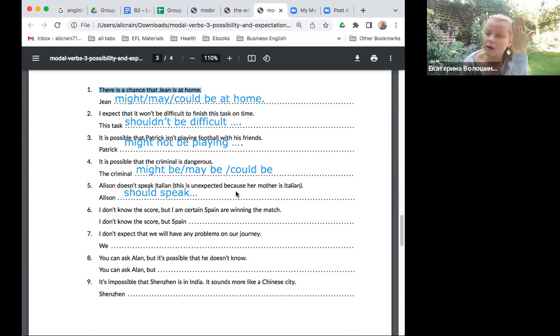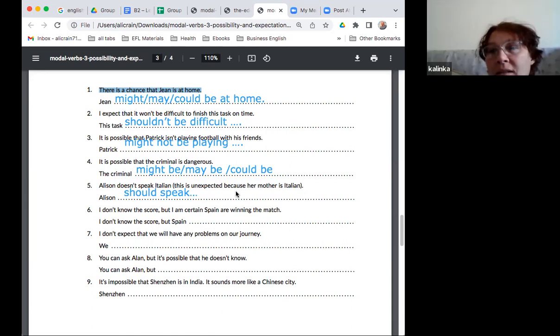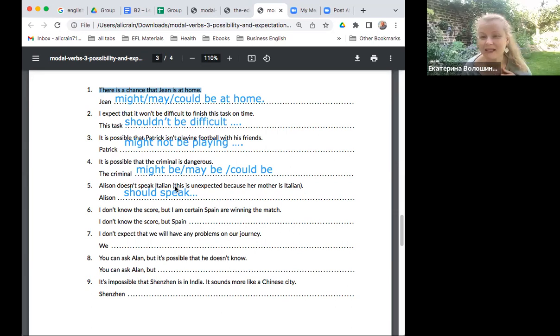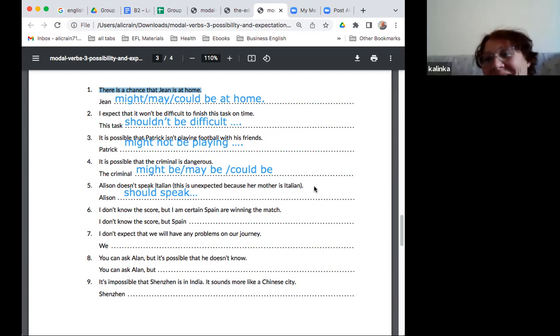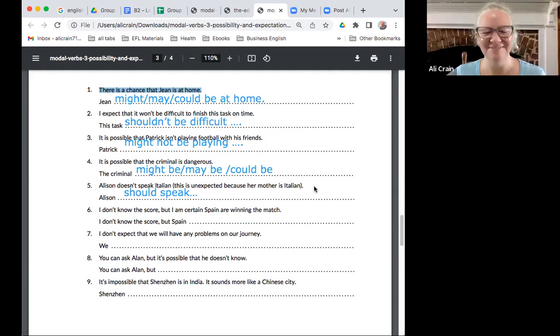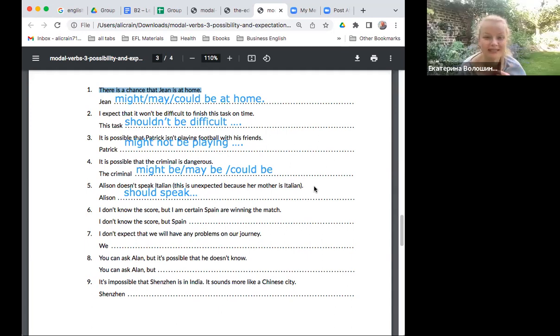She doesn't speak Italian, but it's unexpected. I didn't expect it because her mother. It means that if her mother is Italian, then her mother speaks Italian, and I expect that she could speak Italian, but she doesn't. So she should speak, but I was wrong. She doesn't. According to my expectation, she should speak Italian.